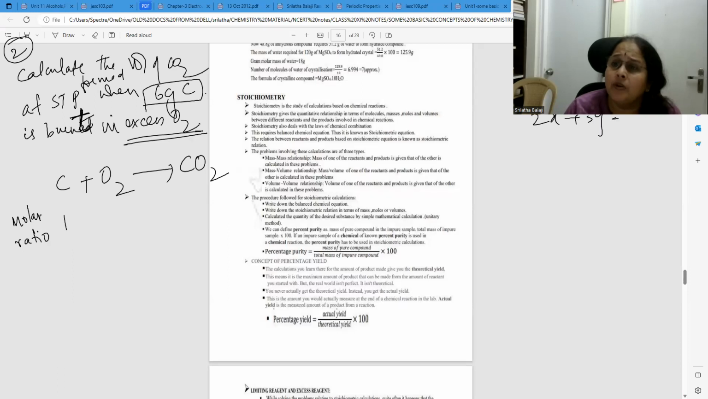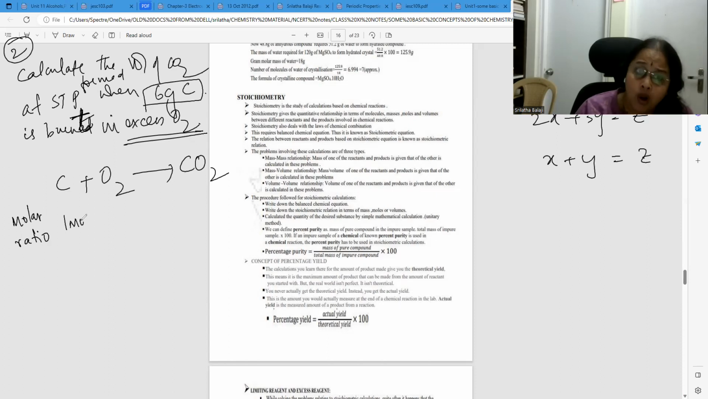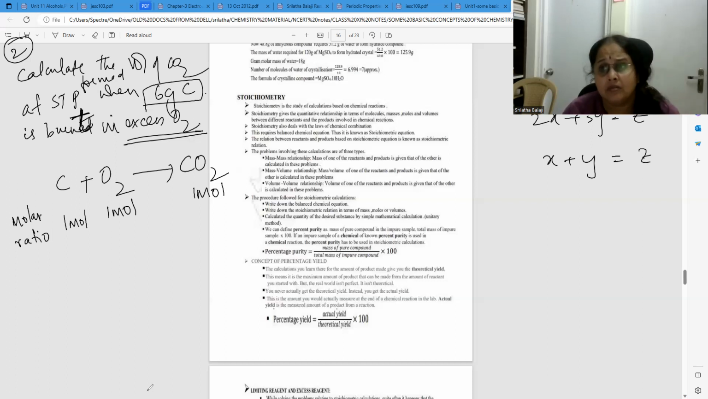It's like when you write a formula, 2x plus 3y is equal to z, you have the coefficients. Same way, if I write x plus y is equal to z, what are the coefficients of x, y, and z? 1, 1, 1. Same way, what are the coefficients of these reactants and products? That is giving you the molar ratio. So what's the coefficient before carbon? 1. So 1 mole of carbon combines with 1 mole of O2 to give 1 mole of CO2. Are you getting it?